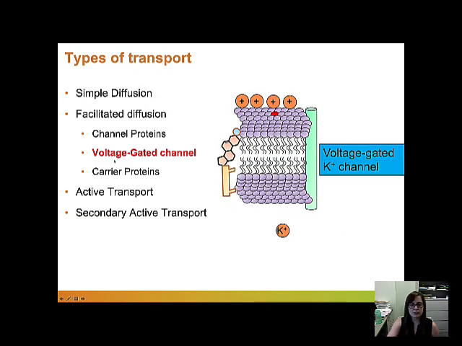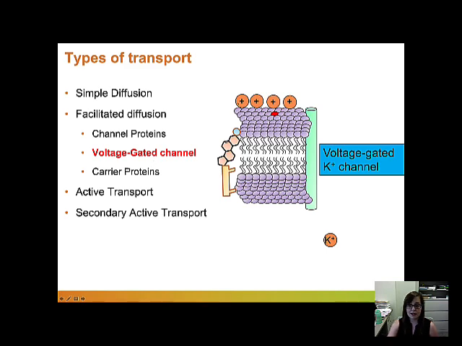There are also what's known as voltage-gated ion channels, okay? And channels, right, are just proteins that ions can diffuse through down their concentration gradient. But sometimes they can be opened and closed, okay? And these voltage-gated channels can open or close when they detect an electrochemical gradient.